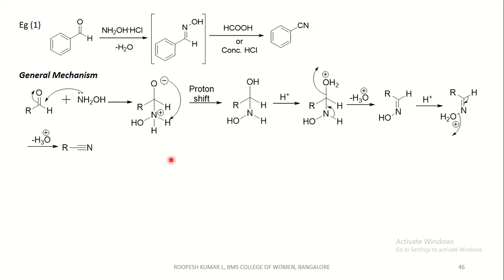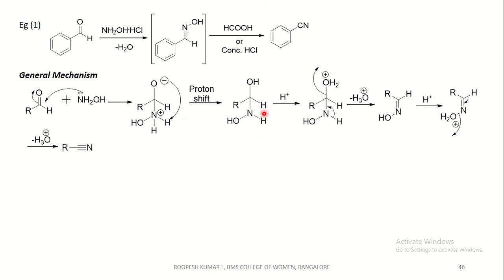Coming to the general mechanism, this is hydroxylamine hydrochloride; in solution, the hydrochloride gets removed to give hydroxylamine. The lone pair on nitrogen attacks this carbonyl carbon to form an O negative. That is, this negative charge on oxygen takes a proton, which is a 1,3 proton shift, to neutralize this positive charge on nitrogen to form the corresponding product.